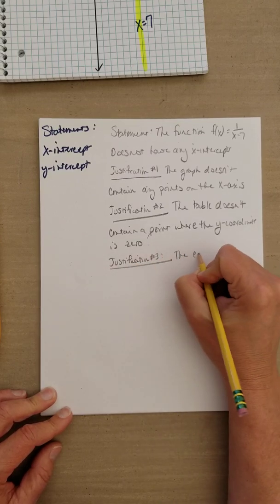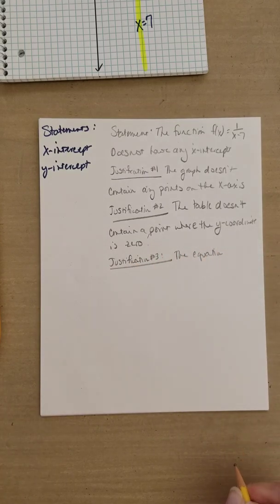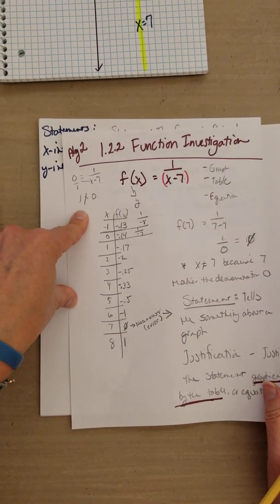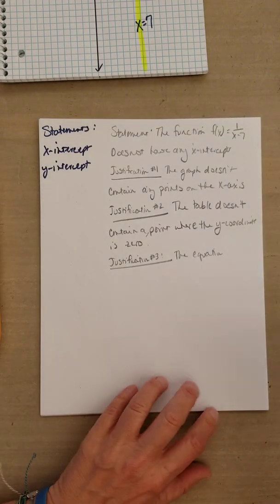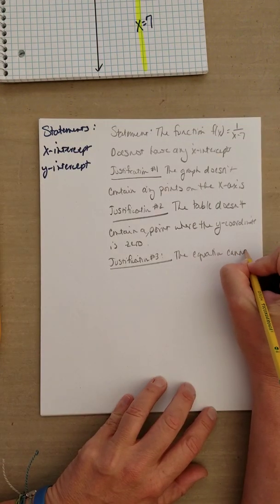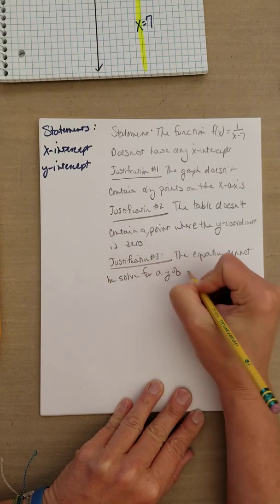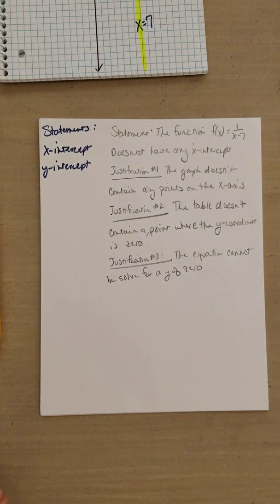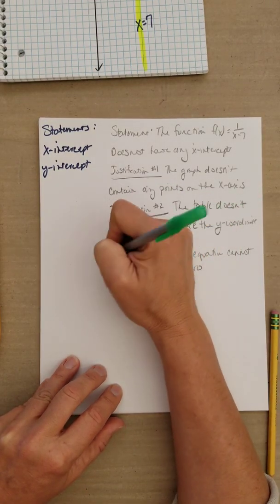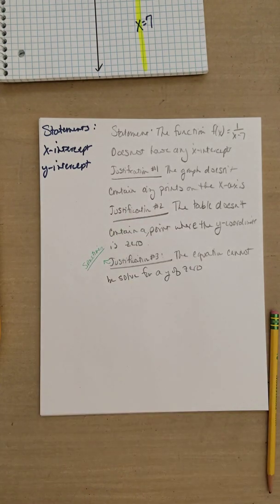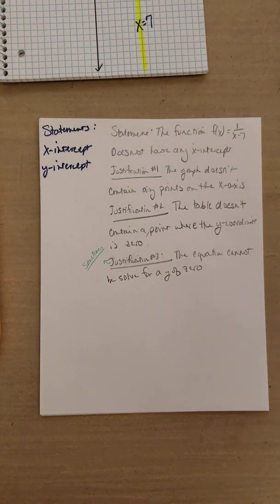Justification number 3, the equation. Okay, so I actually put the math right up here. When I put 0 in for the y, I could not get an x. So the equation cannot be solved for a y of 0. Now, I'm going to tell you guys right now, this justification by the equation, we're only going to be able to do this sometimes, okay? Because we don't really have a lot of the math skills to get through all of them. All right? Okay, let's go to another statement.